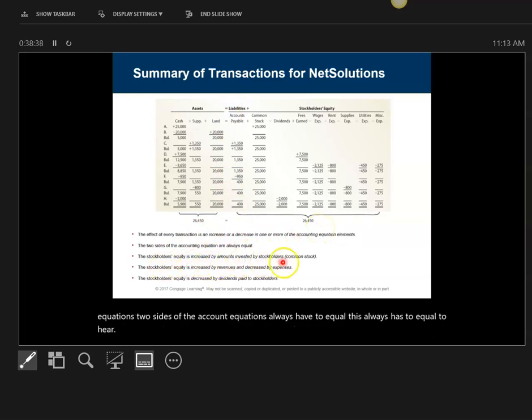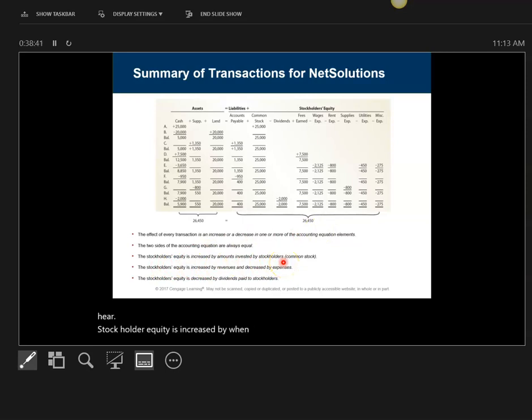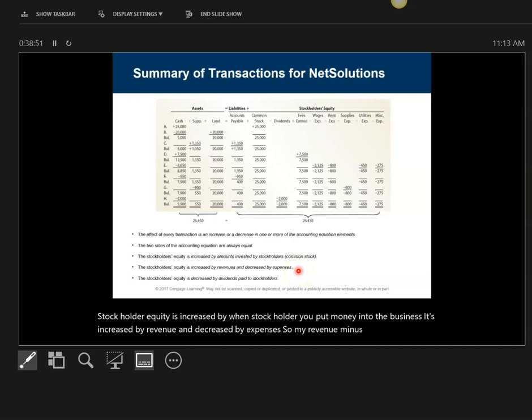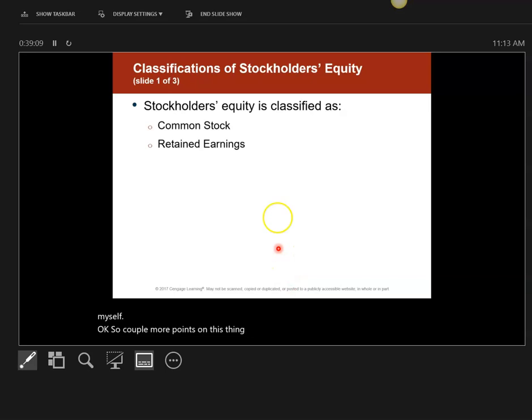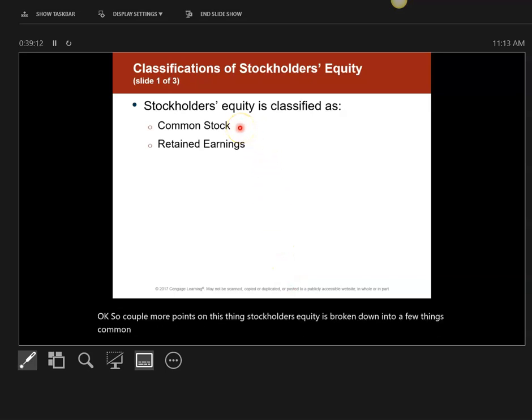Stockholder equity is increased when a stockholder, you, put money into the business. It's increased by revenue and decreased by expenses. So my revenue minus my expenses equals my net income, which will increase my equity. And equity is decreased when I pay dividends to myself. Okay, so a couple more points on this thing. Stockholders' equity is broken down into a few things. Common stock or capital stock, the term's interchangeable, and retained earnings.